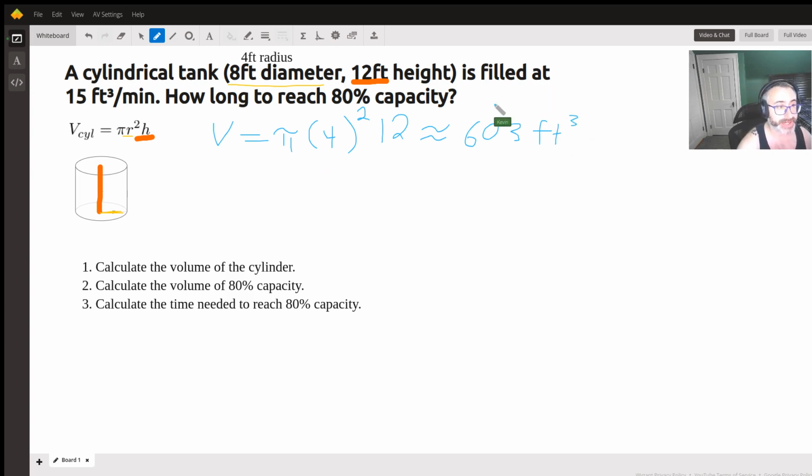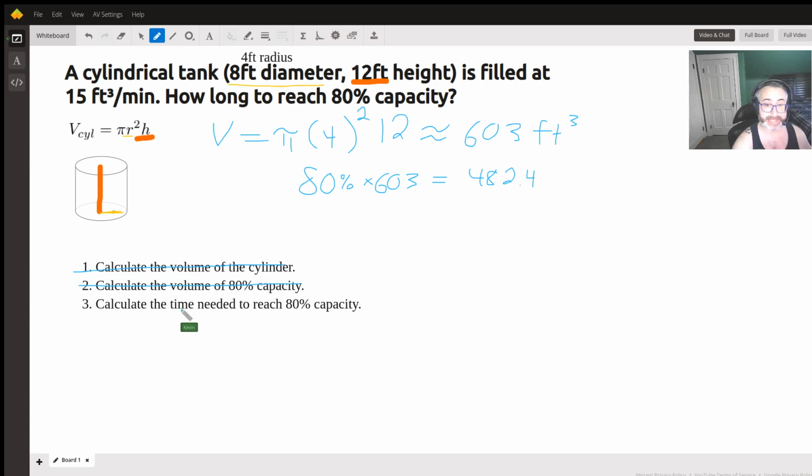Fantastic. So now I need to find 80% of that. Well, 80% of a quantity we can think of as 80% times that quantity. So 80% of 603 is going to be 482.4. Groovy.